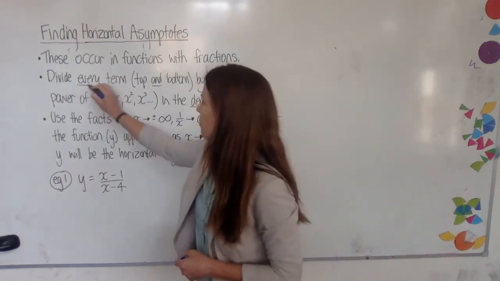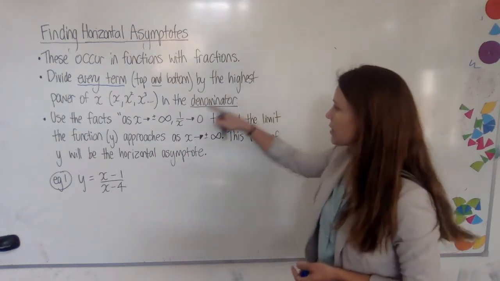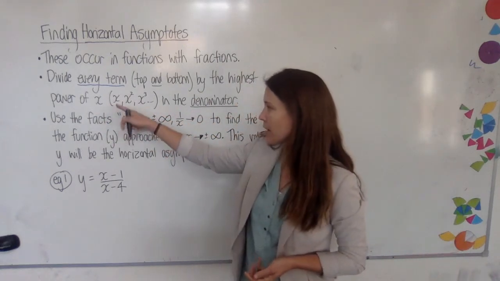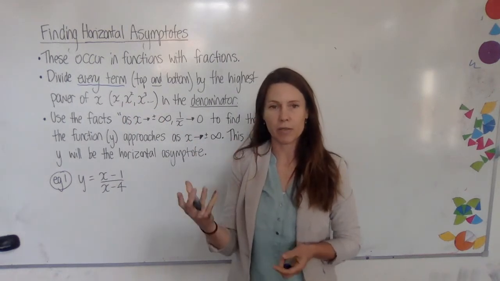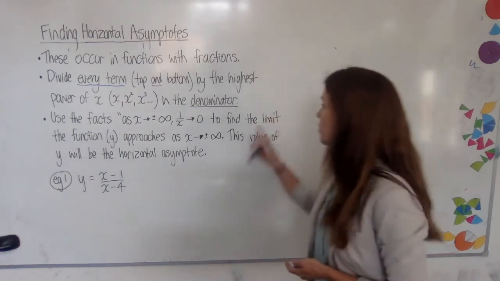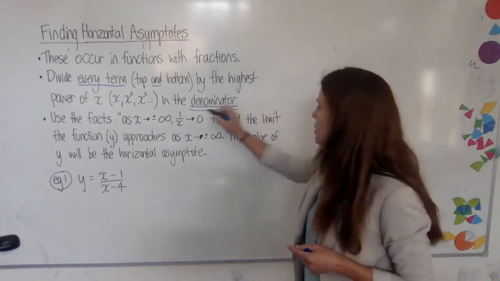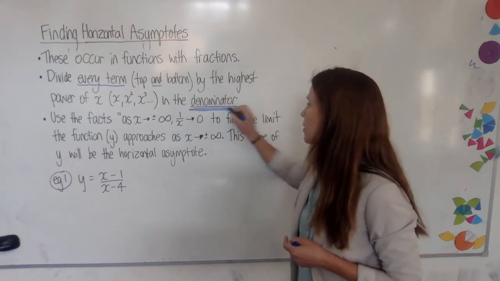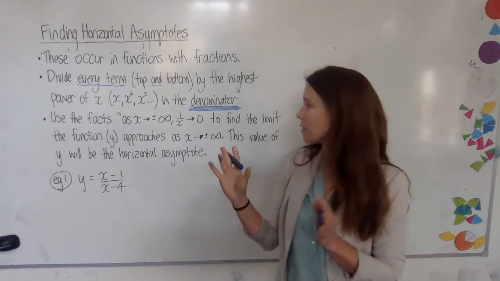Divide every term, that's every term in both the top and the bottom of the fraction, by the highest power of x. Now power of x might be the x's, x squareds, x cubes. You don't need to include the coefficient, you just divide by x, x squared, x cubed, whatever is the highest power of x in the denominator, not the numerator. So this is the really important part of this method. Look at the denominator, see what the highest power of x is and divide everything by that.